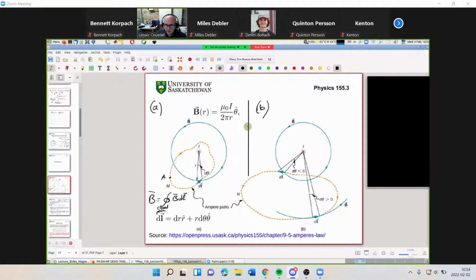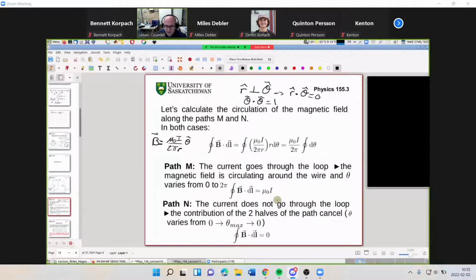Case B, with path capital N, you see that the wire is not inside my path, so my angle goes from 0 to a maximum angle, then decreasing again, goes to a minimum angle, and goes back to 0. So my integral is 0 to theta max to theta min to 0, so it's 0 to 0. So the integral of B dl must be equal to 0.